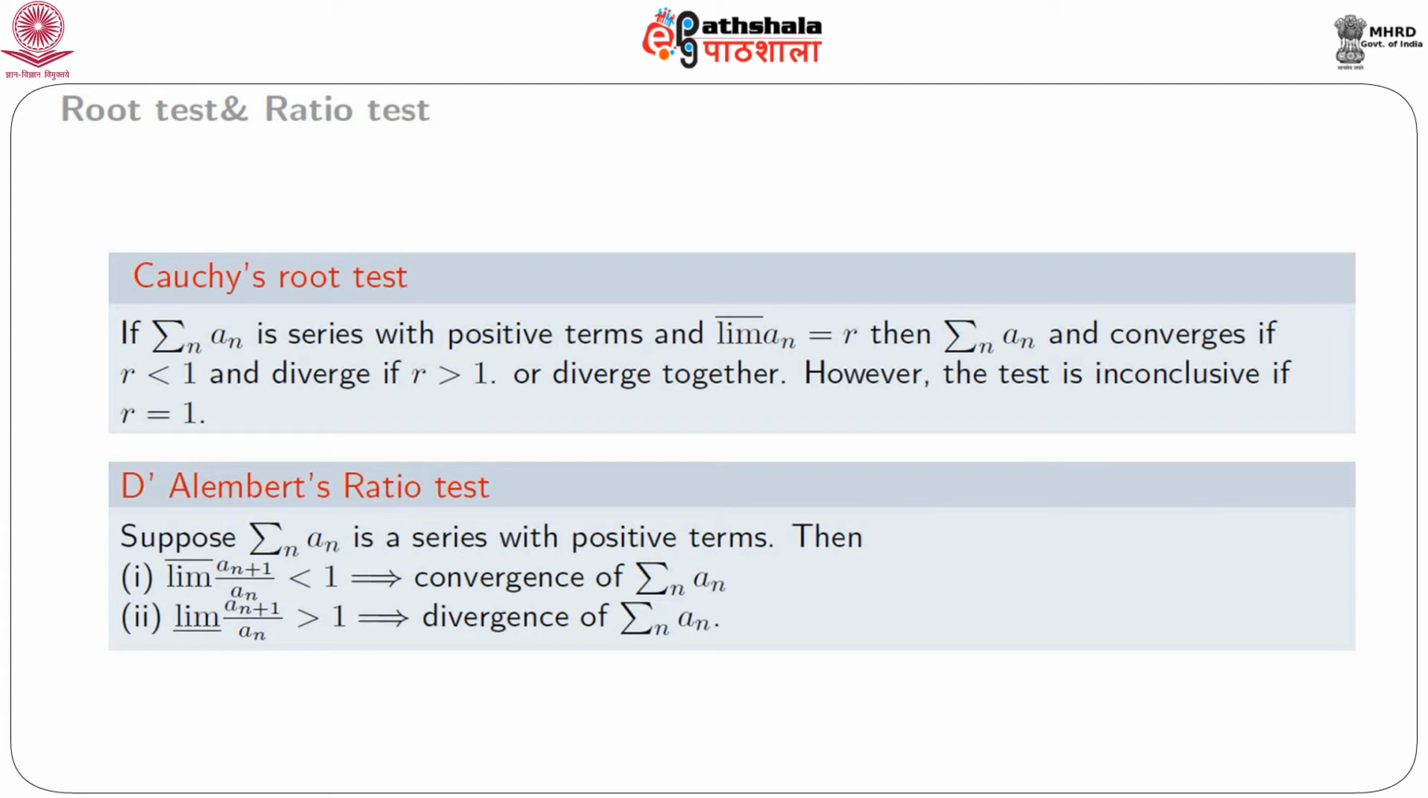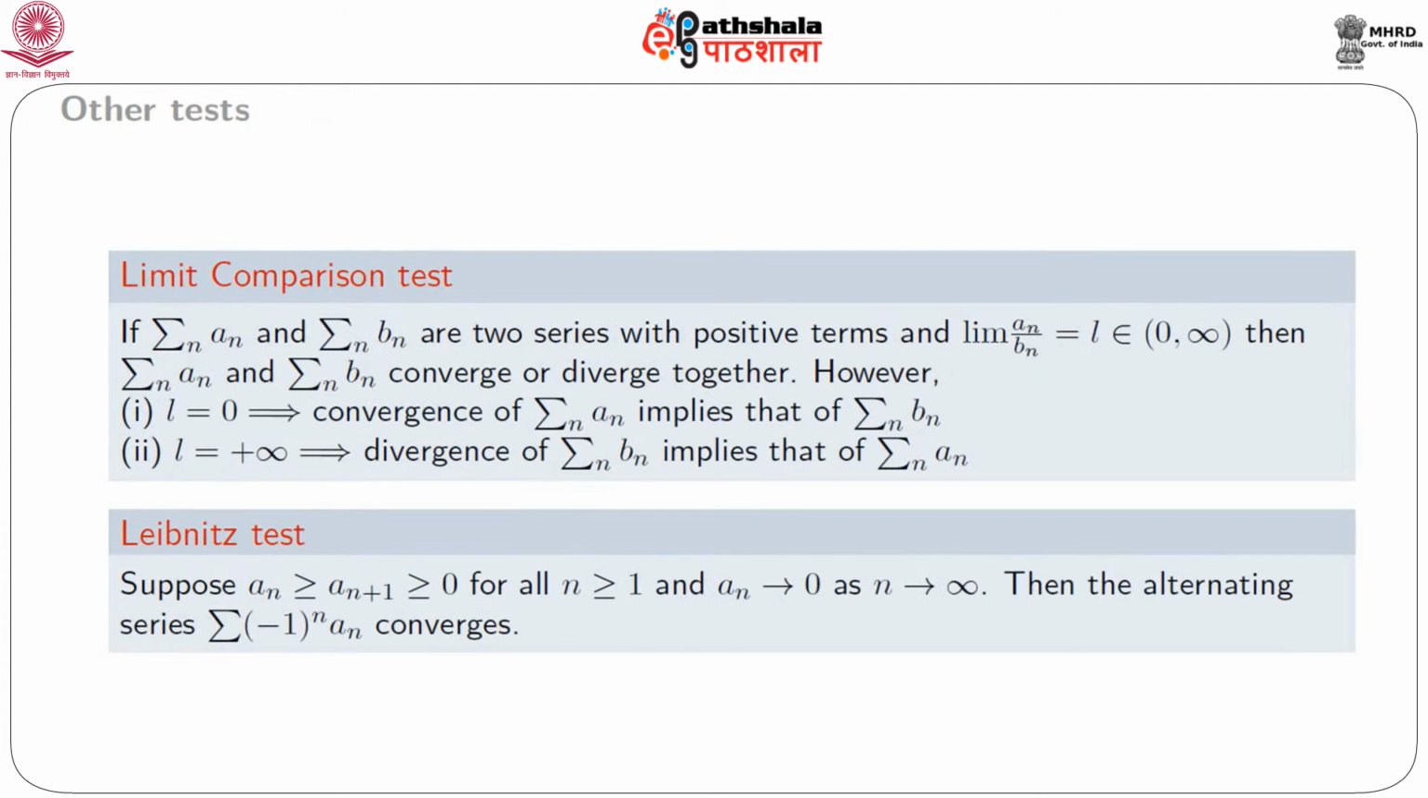Let us quickly enumerate some other tests. The first one is known as the limit comparison test. If summation a_n and summation b_n are two series with positive terms, and limit of a_n by b_n is defined as L, which belongs to the interval greater than 0, then summation a_n and summation b_n converge or diverge together. However, L is assumed to be finite in this case.